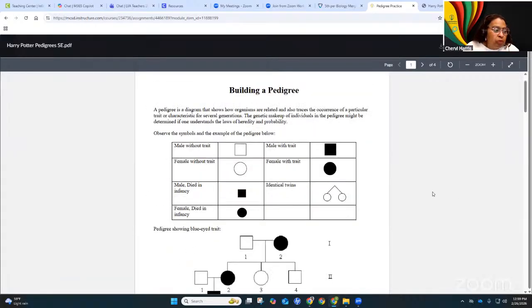The first part of the worksheet is just the rules and regulations. I notice they have an additional thing here. They indicate how you show twins. Again, a male without the trait is a square and it's blank. With the trait, it's going to be shaded in. Females are circles. With the trait, it's going to be shaded in.